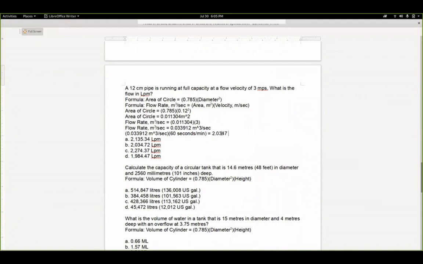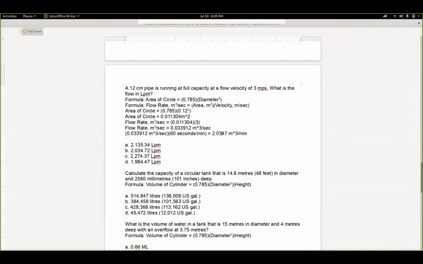And that will be meters cubed per minute. But we want it in liters per minute. So remember that every meter cubed is equal to 1,000 liters. So we're going to need to multiply this by 1,000, or in other words, move the decimal point 3 places to the right. So we get 2,034.7 liters per minute. So that matches this one here, B.